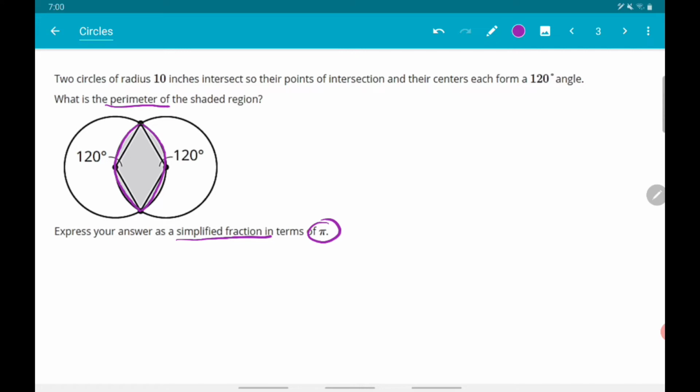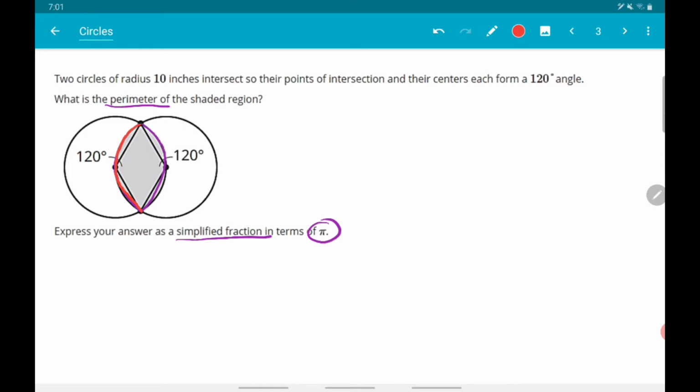Now, it seems to me that this is two arcs intersecting each other, enclosing the shaded region. And since these two arcs intercept the same measure of central angle, they must be congruent. So if we can find one of them, just multiply that measure by 2, and we have found the other, and we have found the perimeter for the shaded region. So let's say we find this, which is equal to the other one.